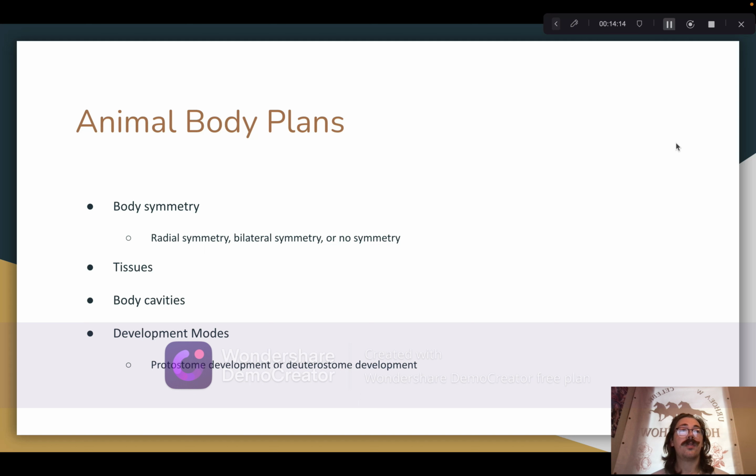In protostome development, as the archenteron is formed, masses of mesodermic tissue split apart and form the coelom. Additionally, the animal's mouths are formed from the first opening of the archenteron, which is the blastopore. And this harkens back to what I was saying about the differences in whether the mouth or the anus forms first from the blastopore. So in protostome development, the mouth forms from the blastopore, and in deuterostome development, the anus forms from the blastopore.